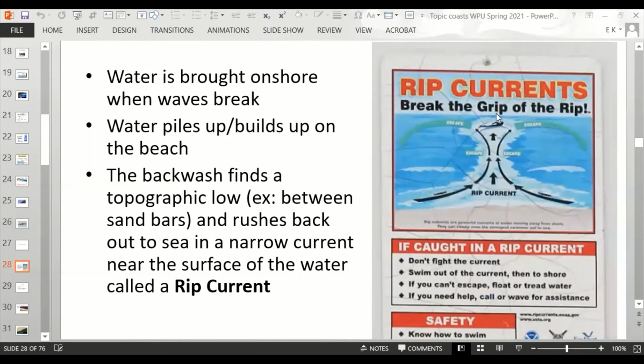Okay, and then it shows the rip current is this narrow current that's going from the coast out to sea. Okay, it's a very narrow current, but it rushes quickly and strongly out to sea. So it's showing you to swim out of the current. Okay, so instead of trying to swim back to the shore, against the current, you're supposed to swim sideways to get out of the current.